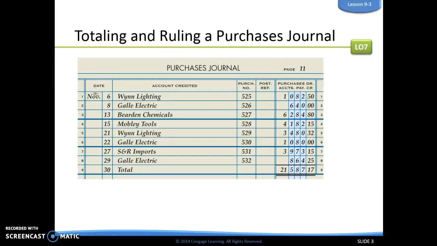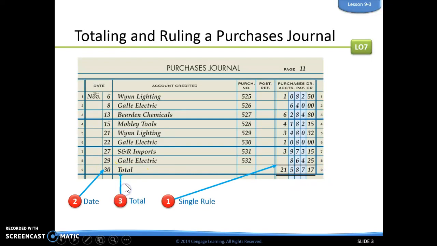Totaling and ruling a purchases journal. We've totaled and ruled a journal before, so this shouldn't be anything new. That single line rule, remember, just says that we're going to total that column. Then we're going to put in our date. We're going to label total. We're going to add up those numbers and find our complete total.